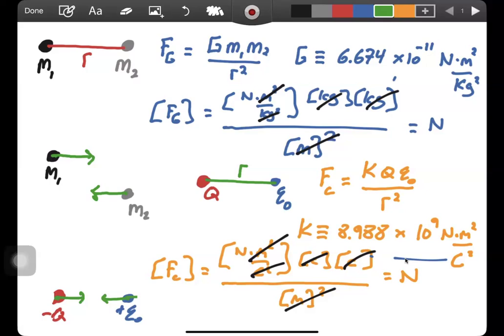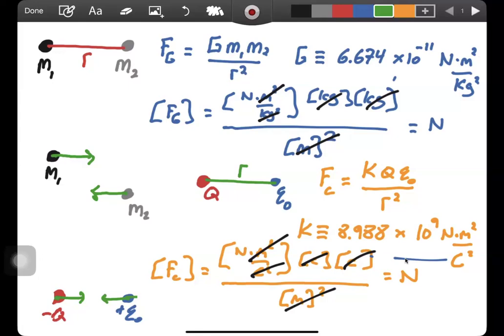Or if you have similar charges, whether Q and Q naught were both positive or both negative, they would repel each other. So I hope you very much see there's a very similar structure between the Coulomb force and the gravitational force. But you have the additional consideration with the Coulomb force of whether the charges are positive or negative, because with masses, gravity is always an attractive force.